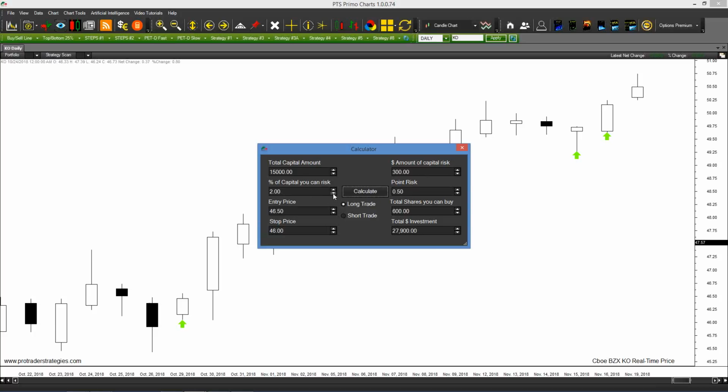We decrease our risk. Let's see if it would work out if we went down to 1%. Okay, we're only going to risk 1%. We still have our same entry price. We still keep our same stop price. We calculate it, and we can buy a total of 300 shares now, and we only need roughly $14,000, and we have $15,000 to spare.